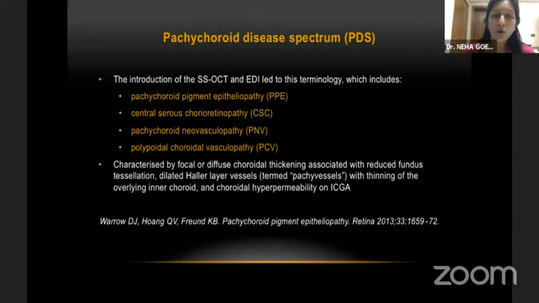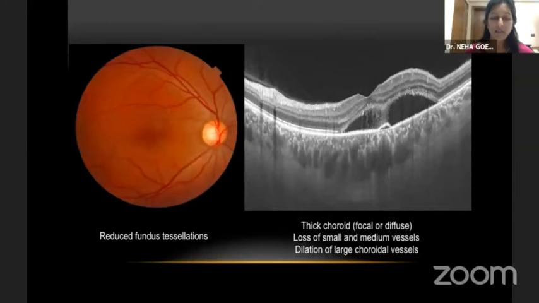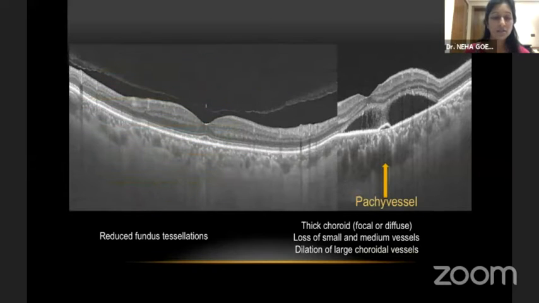So as per the current nomenclature, CSC has been included in the pachychoroid disease spectrum, which is characterized by reduced fundus tessellations, a thick choroid, which may be focal or diffuse. Here you have a loss of the small and medium choroidal vessels and dilatation of the large choroidal vessels, which are called pachy vessels, which is highly apparent when you compare this to a normal OCT scan.